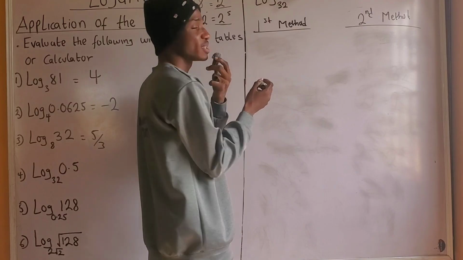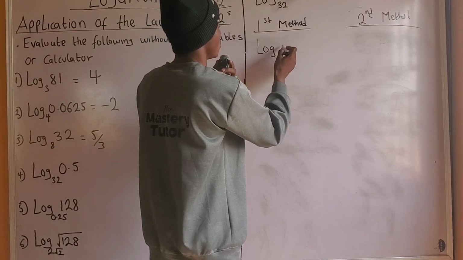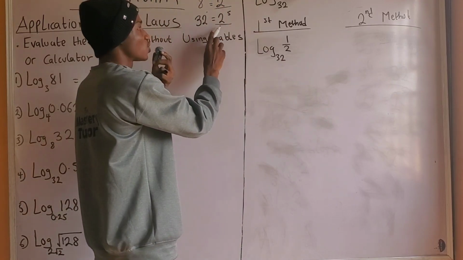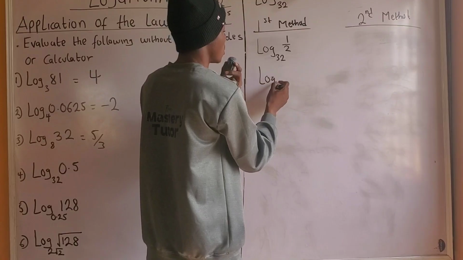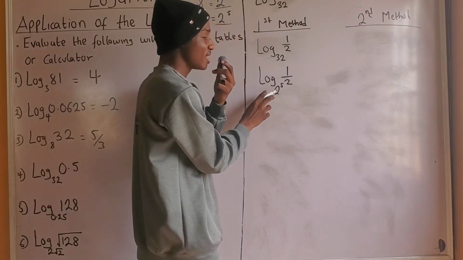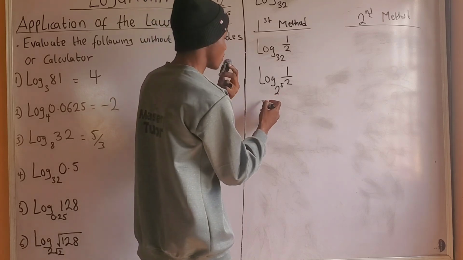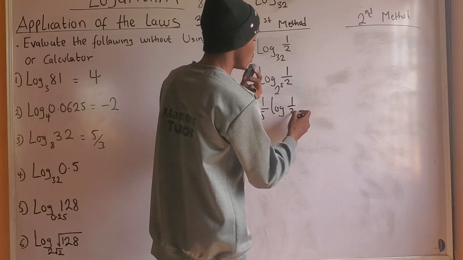Don't forget that 0.5 can be written as 1 over 2. So I'm going to have log 1 over 2 base 32, right? Now, 32 can be written as 2 raised to the power of 5. So I'm going to have log 1 over 2 base 2 raised to the power of 5. Now you can see that the base is now carrying a power, which is 5. So I'm going to have 1 over 5 multiplied by log 1 over 2 base 2.